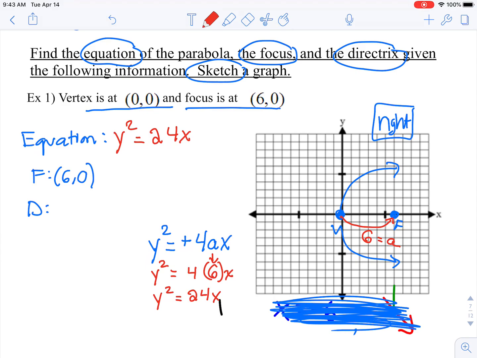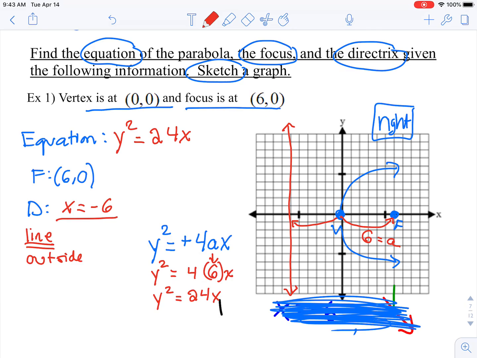I've already identified the focus. Now I need the directrix. Remember the directrix is a line. So we're going to have to write an equation. We also remember that the directrix is always outside the parabola, and it is the same distance from the vertex as the focus. So if we go 6 units the other direction, that should be our directrix. Because this is a vertical line, we're going to be writing the equation x equals -6.